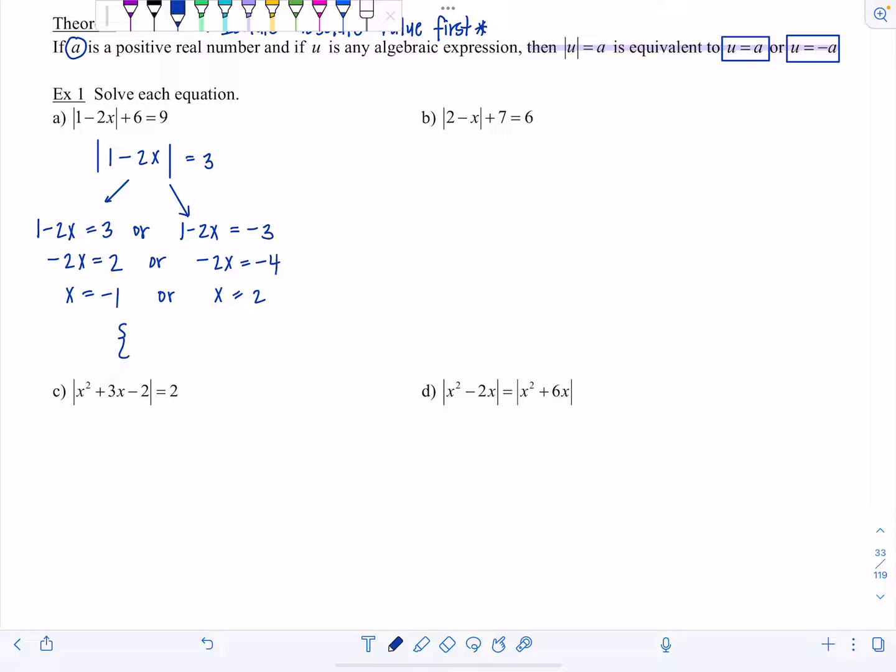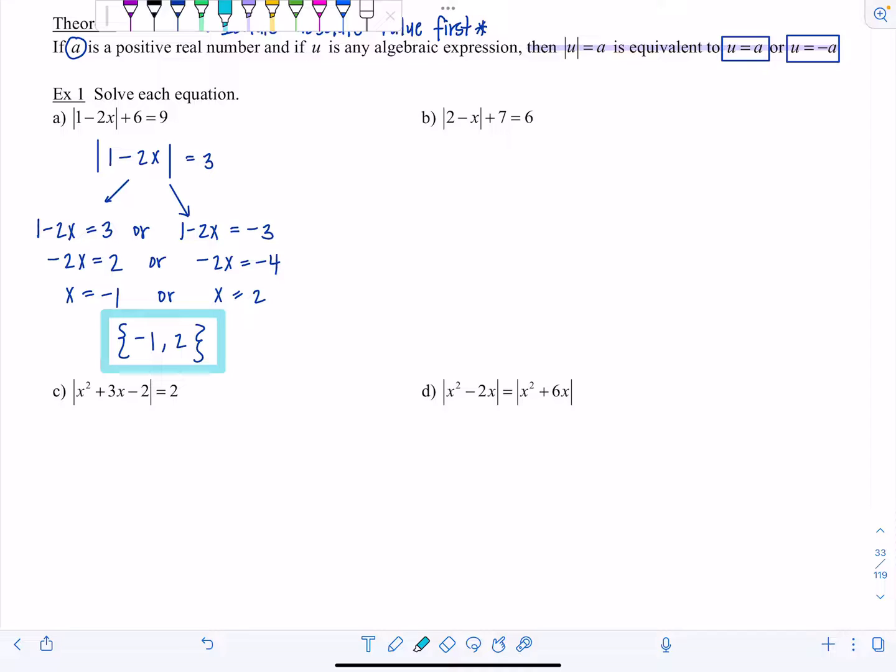I'm going to put them in a solution set. Negative 1, 2. The order doesn't matter. They're not an ordered pair, so don't put parentheses around them. They're just two different x values that are solutions to this equation. All right? Good. Let's move on now to example B.